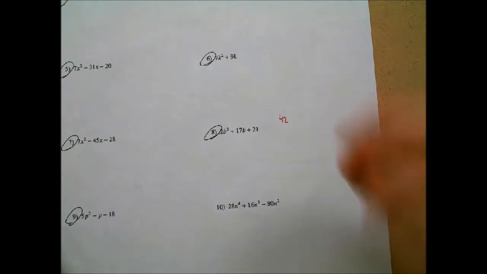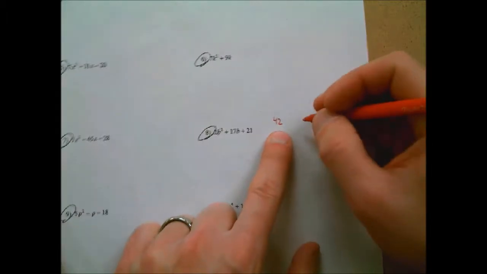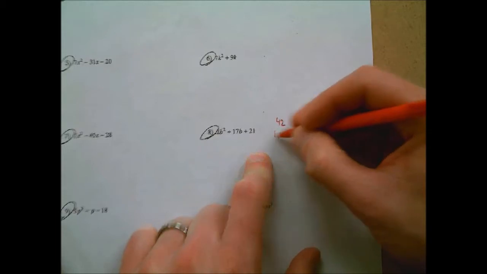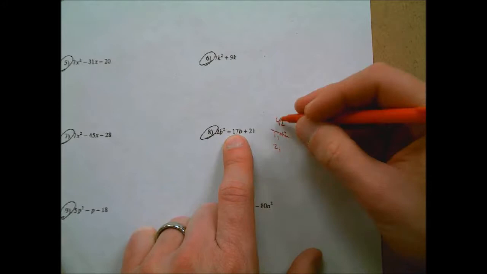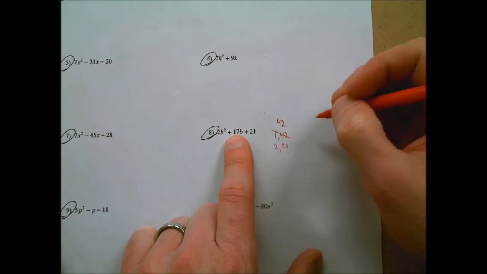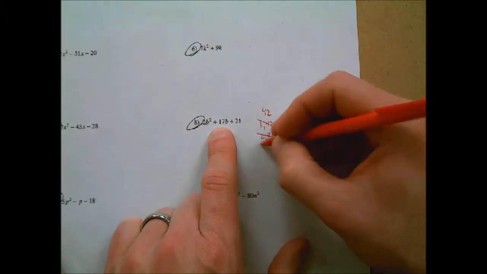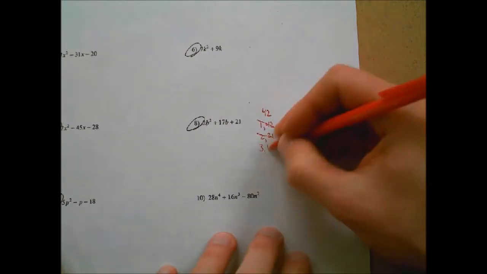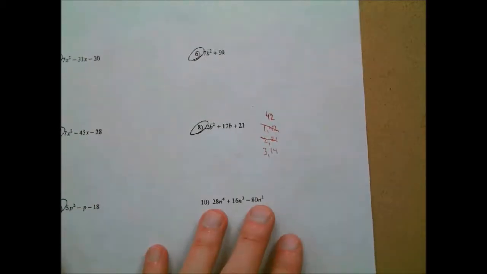All right, so let's take a look here. So how can I multiply to a positive 42? Well, I can do 1 and 42, but that's not right because it doesn't give me 17 when I add them, so no. I can do 2 and 21, since 42 divided by 2 is 21. Does that add to 17? No. Let's try 3. Does 42 divide by 3? It does. It's 3 and 14. Does that add to 17? Yes. So there's our combination right there.